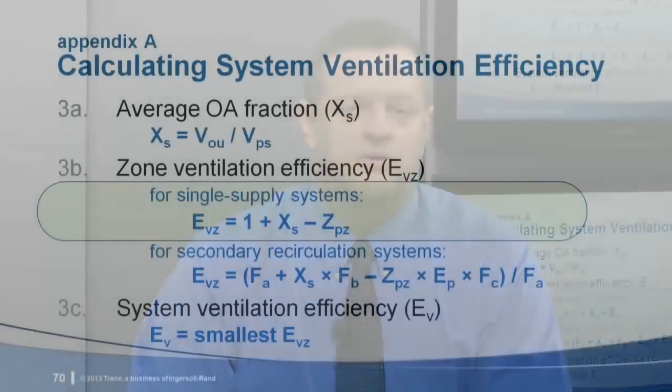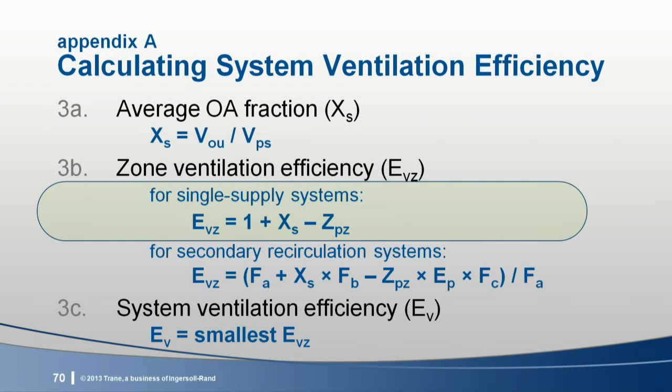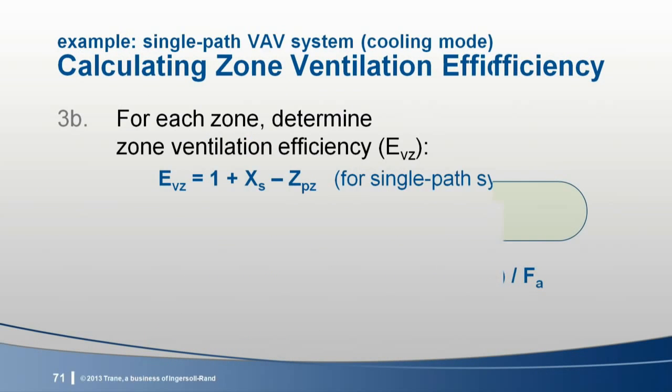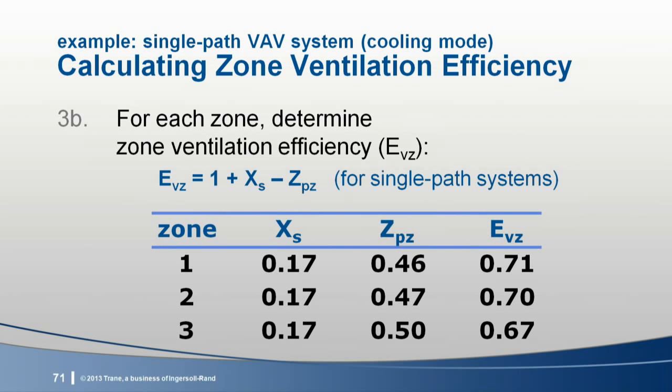Step 3B for this system is easy because it only has a single recirculation path. So the equation for zone ventilation efficiency is 1 plus X sub S minus Z sub PZ. We just calculated X sub S to be 0.17, and we calculated Z sub PZ for each zone earlier. So solving this equation, we find that the zone ventilation efficiencies vary from 0.71 in zone 1 down to 0.67 in zone 3.